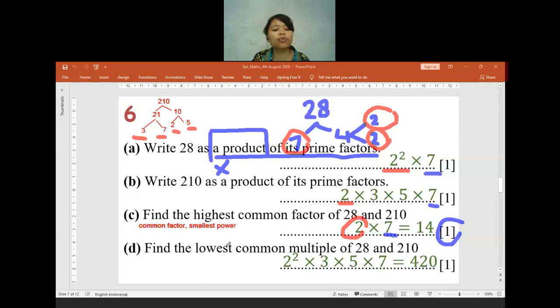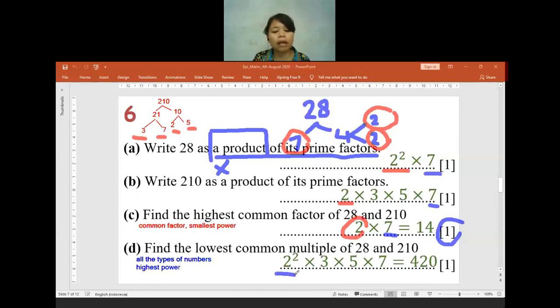Okay, I will move to question D. Find the lowest common multiple. When it is the lowest common multiple, you have to take all the types of number and then you have to take the highest power. So now we will take from the common one. From number 2 there are 2 and also 2 to the power of 2. We have to take the highest power. That's why I take 2 to the power of 2.